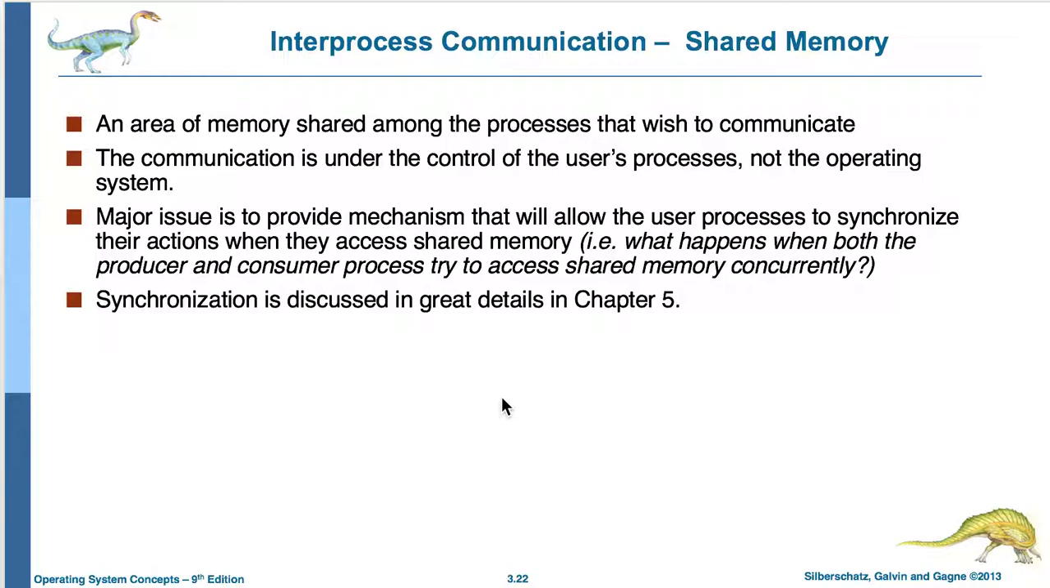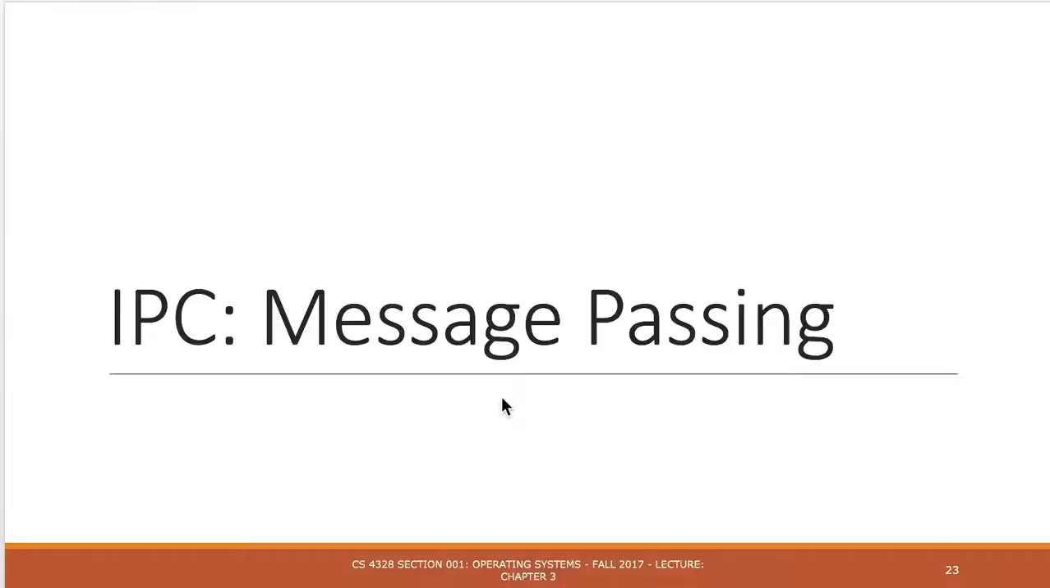So what that really means is what will happen when both the consumer and the producer try to access the shared memory concurrently. And synchronization is, of course, the area of concern here, which is discussed extensively in Chapter 5. And that sums up our discussion of shared memory. In the next section hereafter, we will discuss message passing.